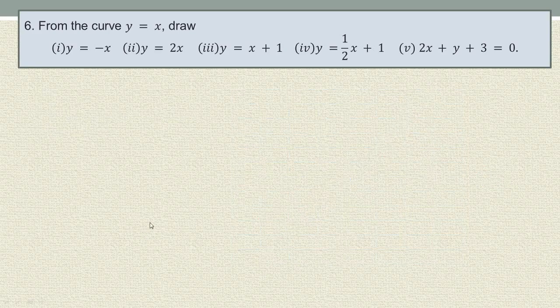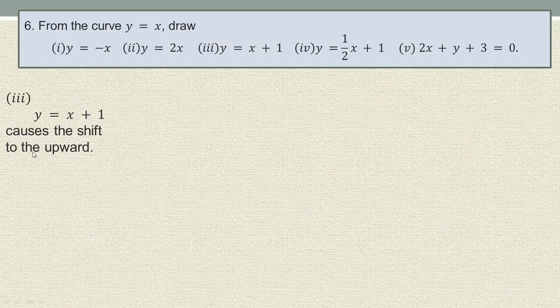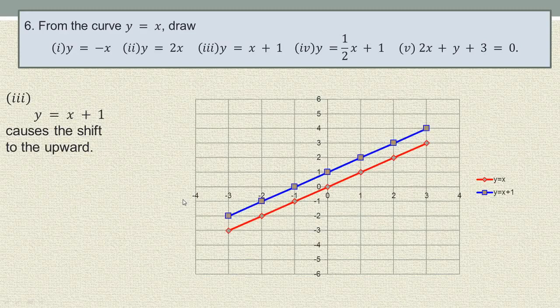Next you are having the third subdivision. You are having y is equal to x plus 1. So f of x plus 1 is outside the function, so it causes the shift upward. It causes the shift upward by 1 unit. So you just write by 1 unit. Here this is the base, and the curve that we need is towards the upward by 1 unit.